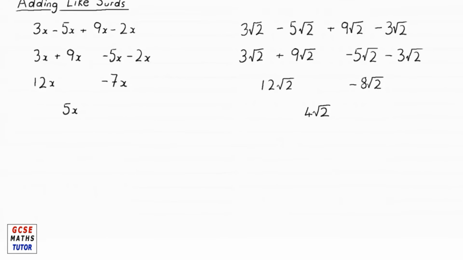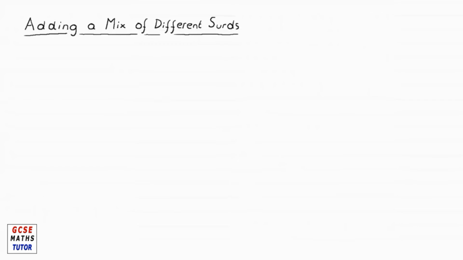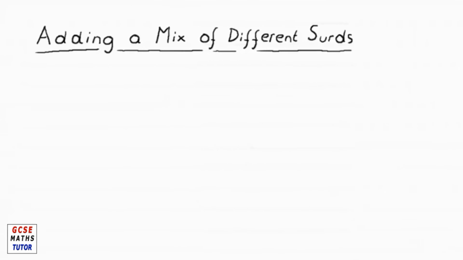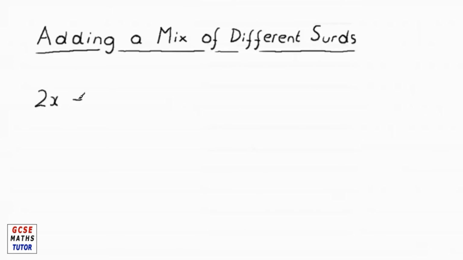Now we pose the question, how would we simplify a mix of different surds? The answer, of course, lies with our elementary algebra again. Remember how you simplify a chain of x, y and z terms. This example might jog your memory. Simplify 2x plus y plus 3z minus 2y plus x minus 4z.